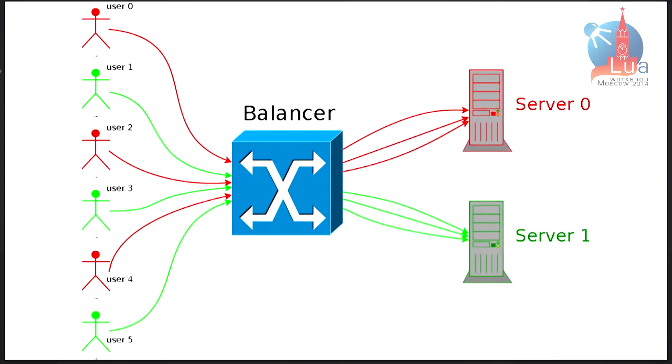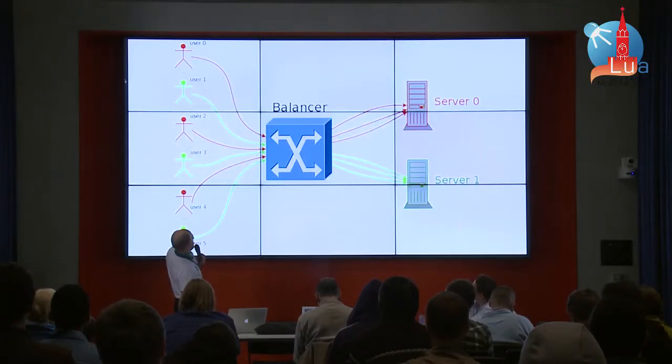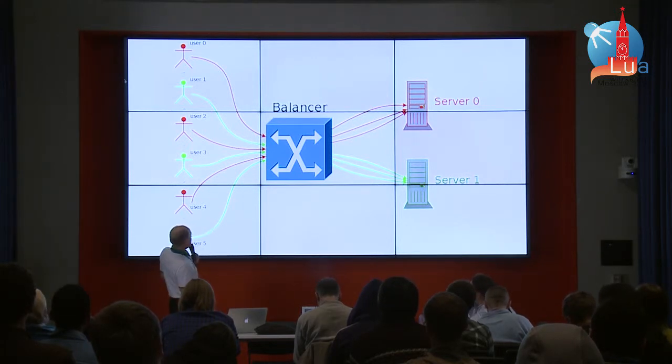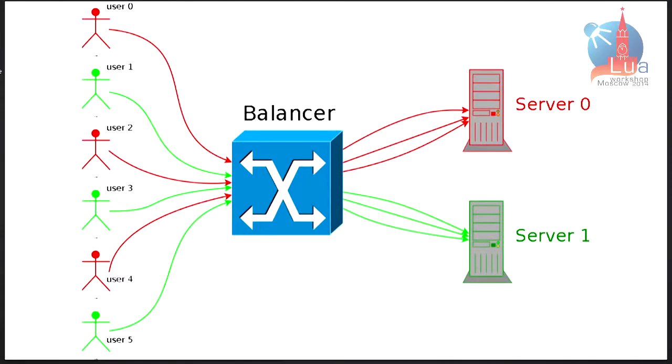For clarity, suppose we only have two servers, server 0 and server 1, and just six users whose hashes are 0, 1, 2, 3, 4, and 5. So using our modulus formula, 0 modulus 2 is 0, so user 0 goes to server 0, user 2 and user 4, and every user with an even hash goes to server 0, and every user with an odd hash goes to server 1. So every other user goes to server 0, and every other user goes to server 1. Pretty simple.